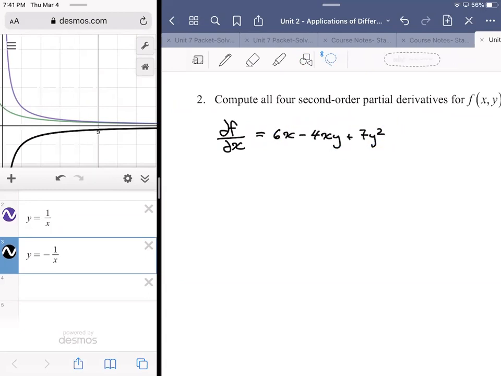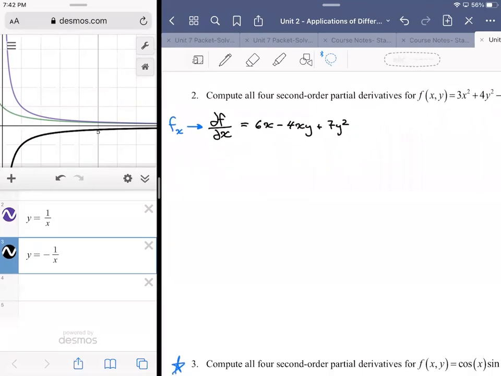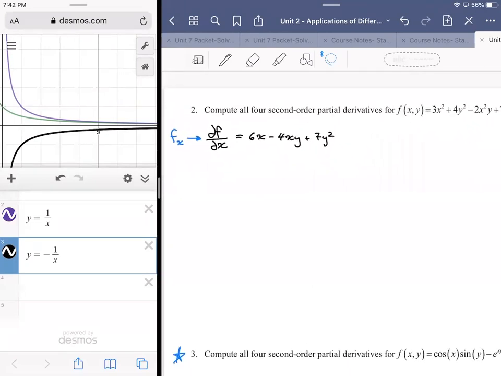Another way of writing this, and you'll find yourself gravitating towards this more and more, is a lowercase f with a subscript of x. That means the same thing as a first order partial with respect to x for the function f. So if I use g with a subscript of x, I would be saying the same thing, but it would be related to a function g. All right, so it means the same thing.